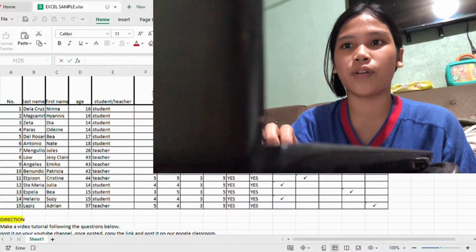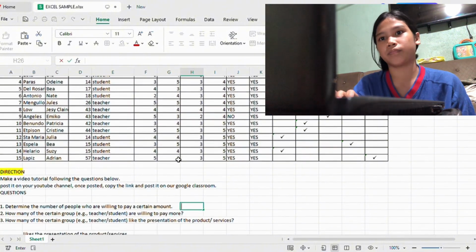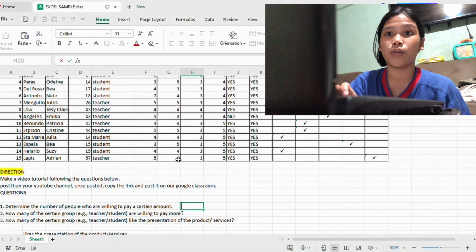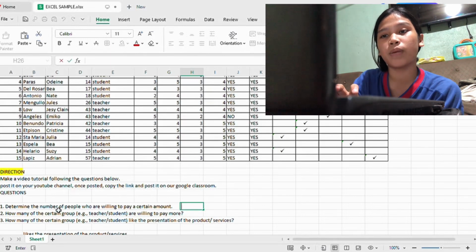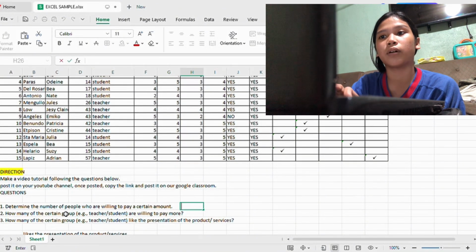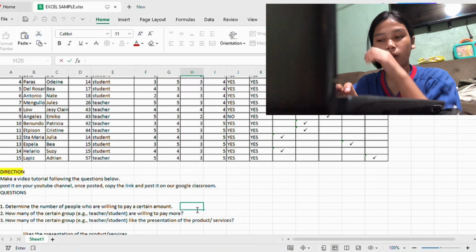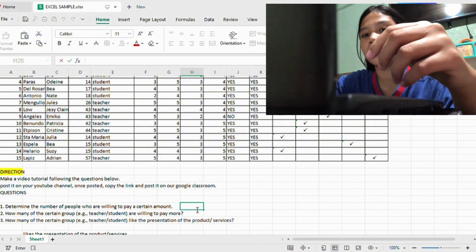So today I'm going to teach you how to get the average, count, and countif formula using Microsoft Excel. By the following questions, we have to follow and answer this. First, determine the number of people who are willing to pay a certain amount. To get the number of people, we have to follow the formula of count.